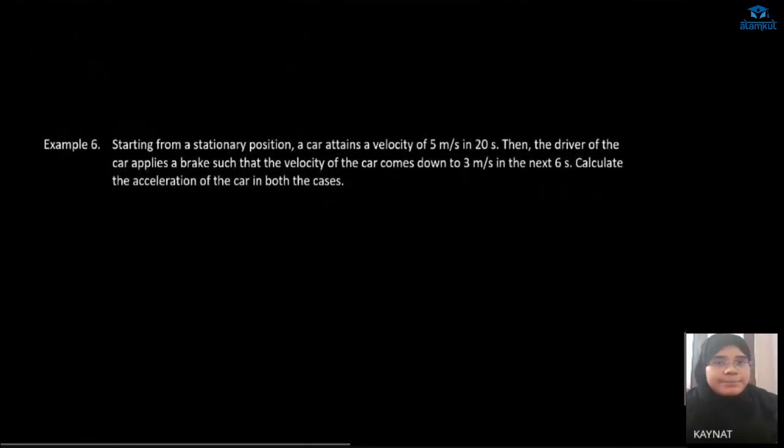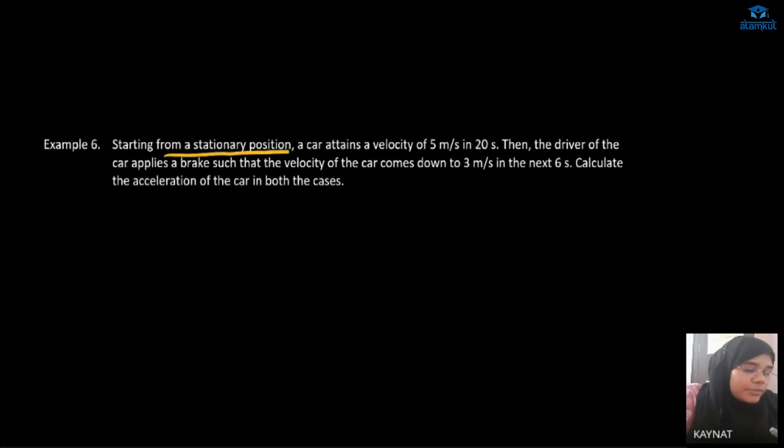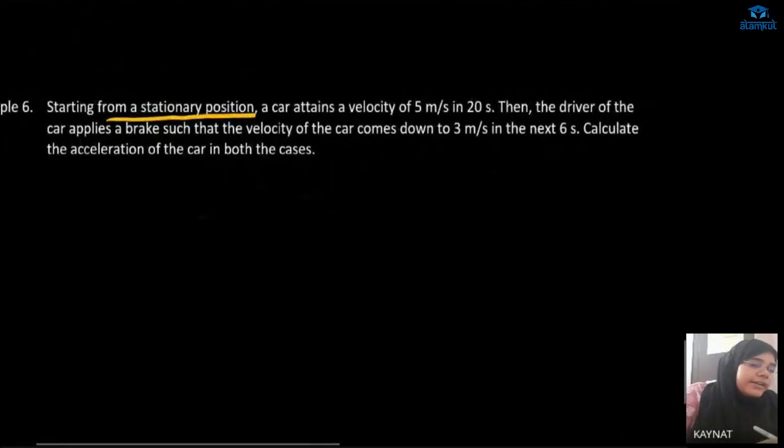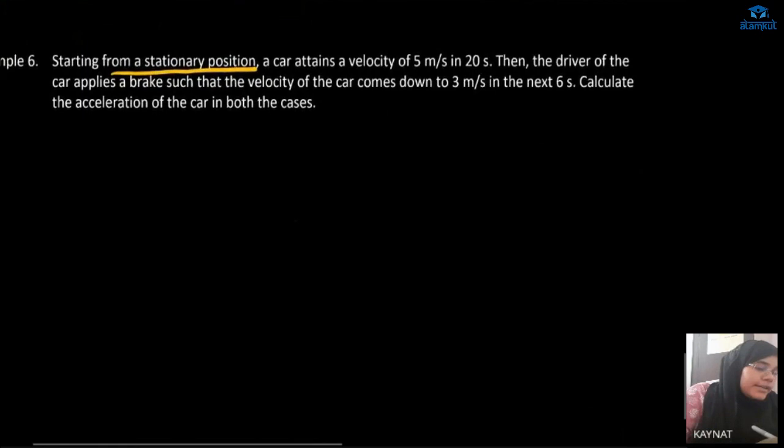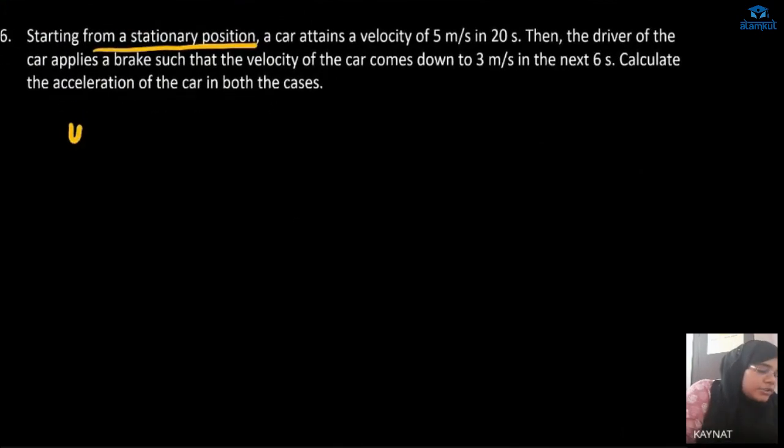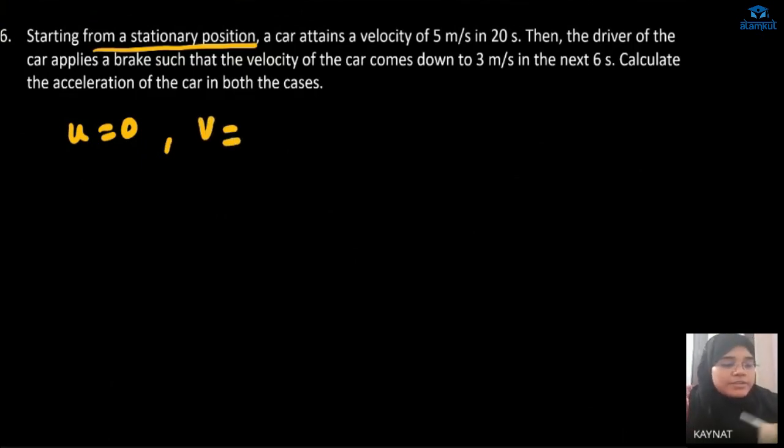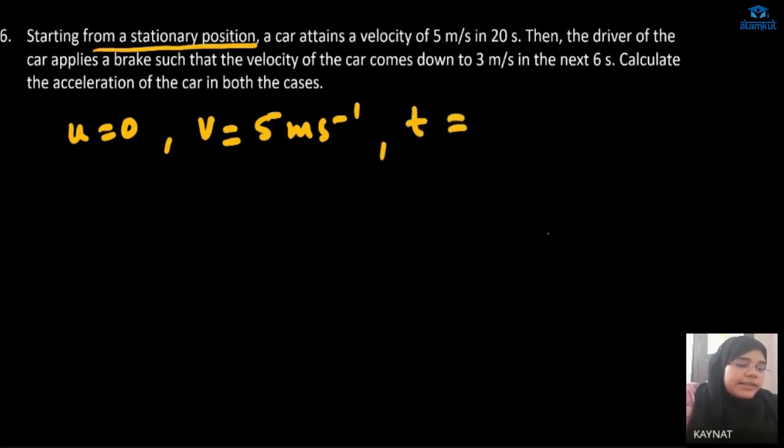Now let's see an example, starting from the stationary position. If in the question it is given that the body has started from the stationary position, then without any second thought we'll take u as 0, meaning initial velocity as 0. The body is in rest position. Now the car attains a velocity of 5 meter per second in 20 seconds. Final velocity is given as 5 meter per second, and t is given as 20 seconds.